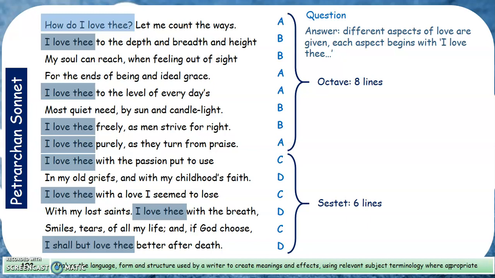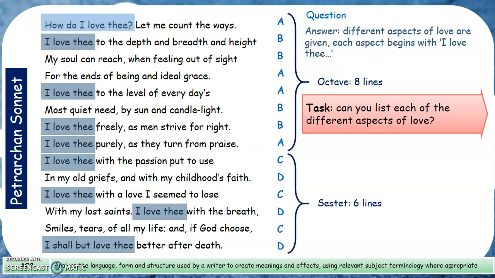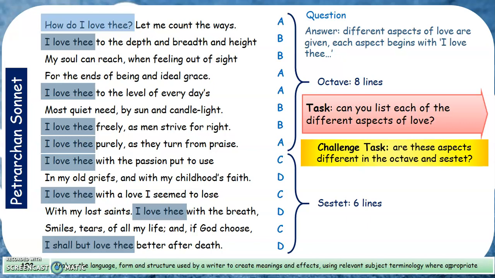So what I'd like you to do now is see if you can list each of the different aspects of love. If you look at this first one, I love thee to the depth and breadth and height my soul can reach, when feeling out of sight for the ends of being and ideal grace. The idea of how much she loves him and how big her soul can reach. It's quite spiritual love. See if you can do this for the other aspects of love. And challenge task: are the aspects different in the octave and the sestet? So pause the video here and see if you can figure this out.